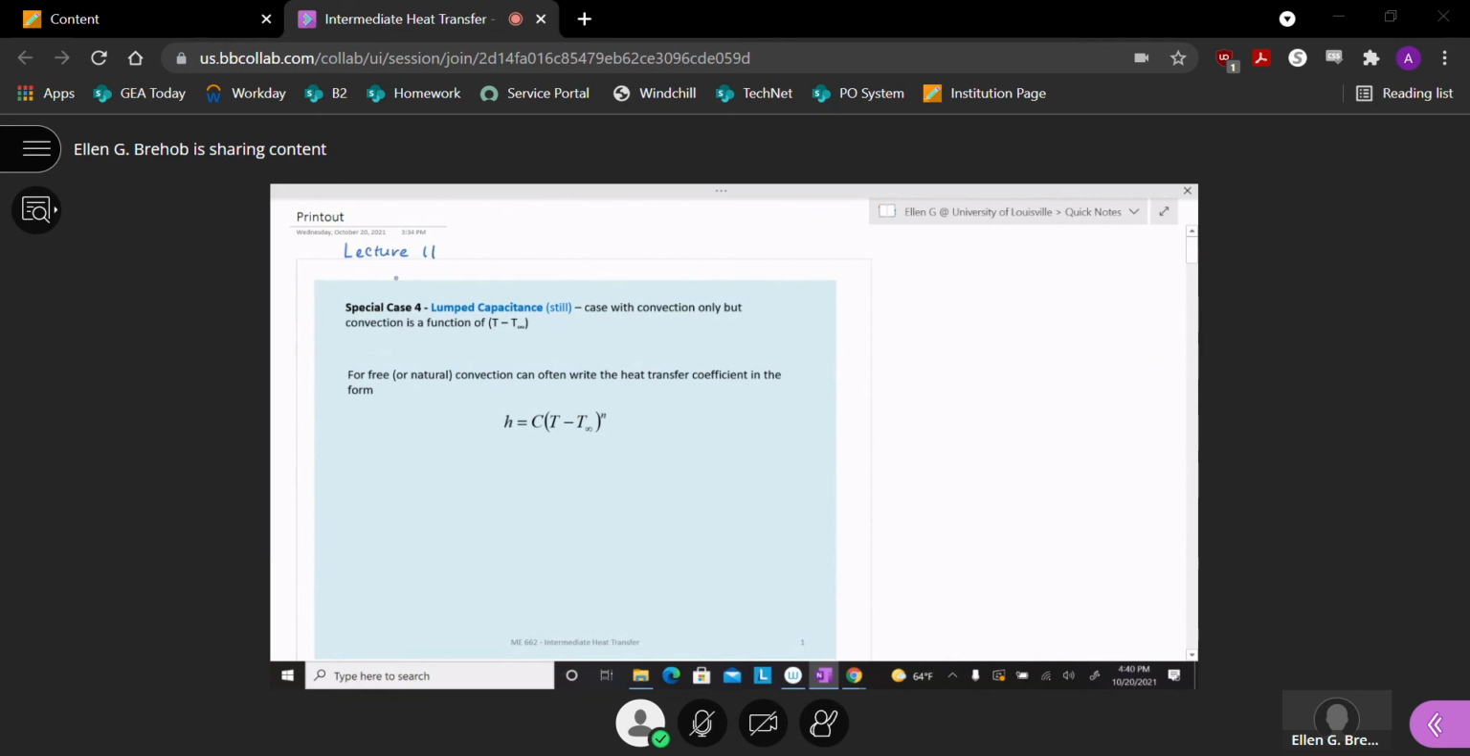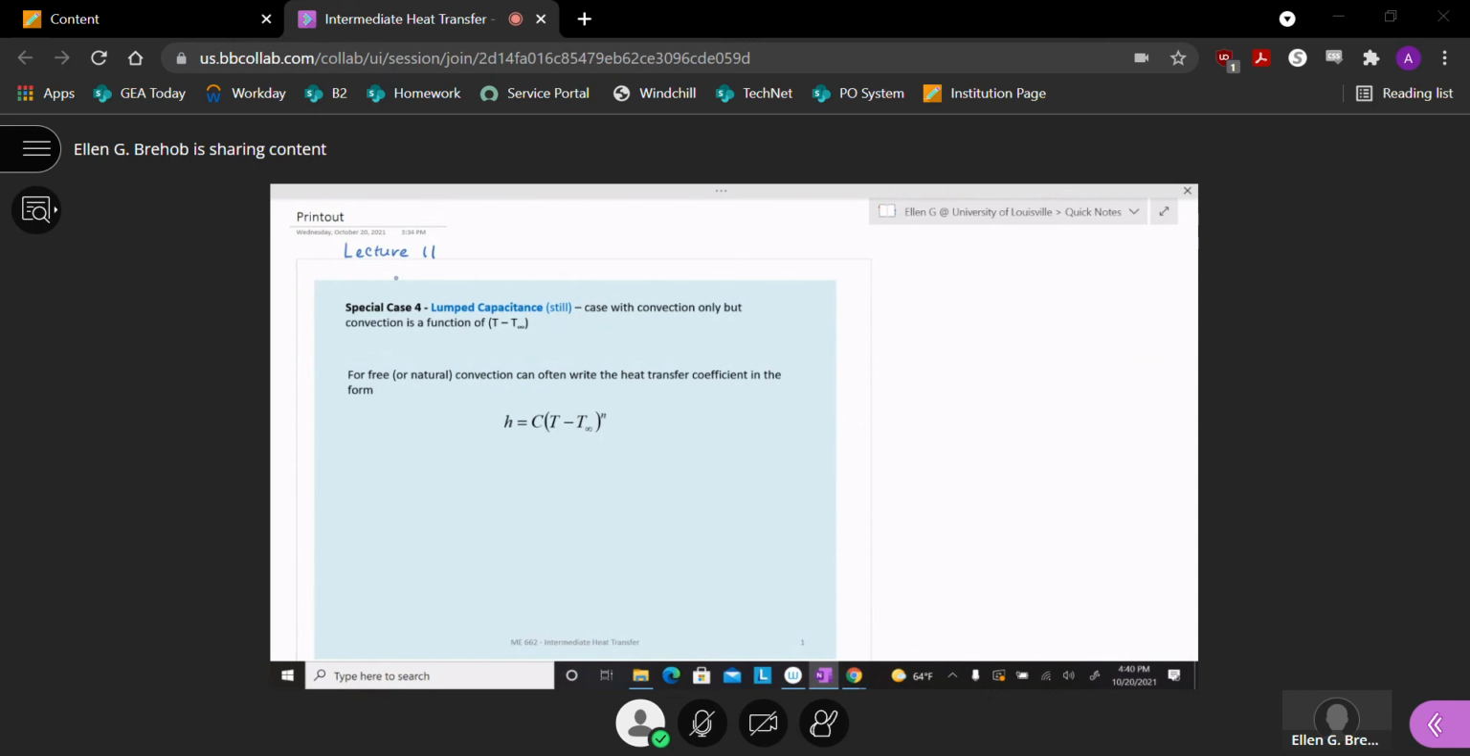This is starting lecture 11, and I only posted this maybe 30 minutes before class, so hopefully you had a chance to access it. This is still lumped capacitance. So again, we have to think about this object. We can have the temperature changing with time, but it's a uniform value throughout the material. This is a case with convection only.